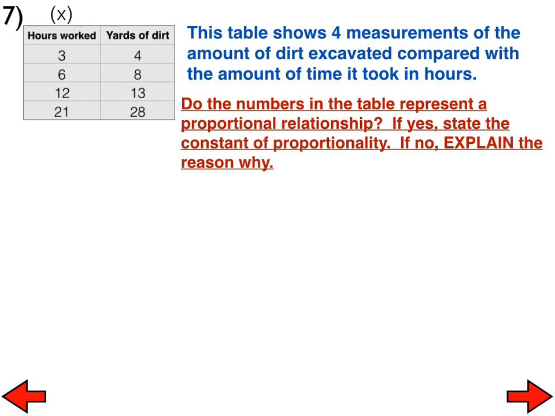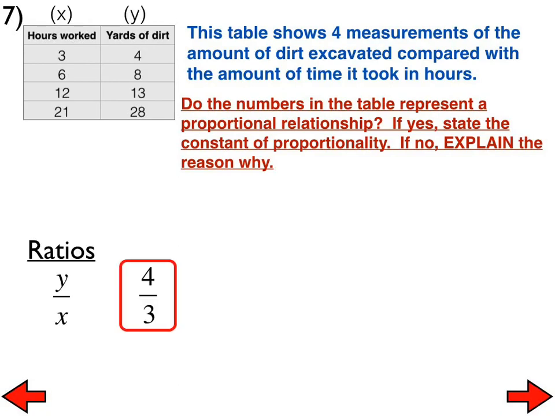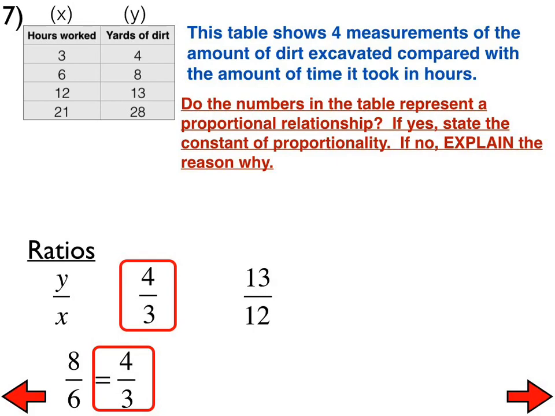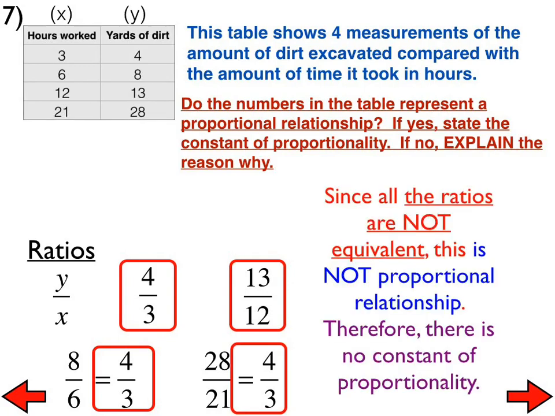We have 4/3 for the first ratio. It's already simplified. The second one simplifies to 4/3. So far, it's looking like it is proportional, but 13 over 12 will not simplify, and it's not equivalent to the other two. You could stop right there if you wanted to, but this is not a proportional relationship because the ratios are not equivalent. Therefore, there's not a constant of proportionality.